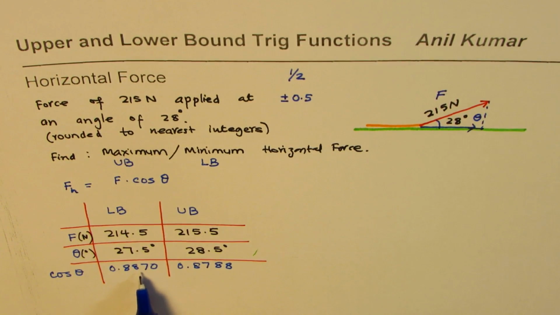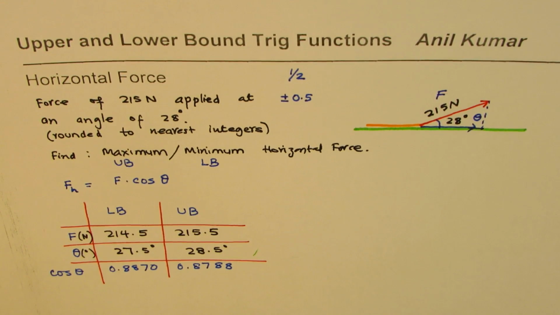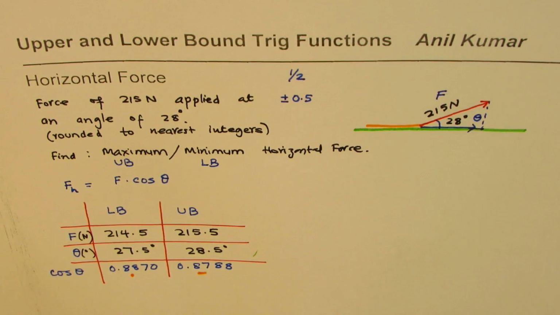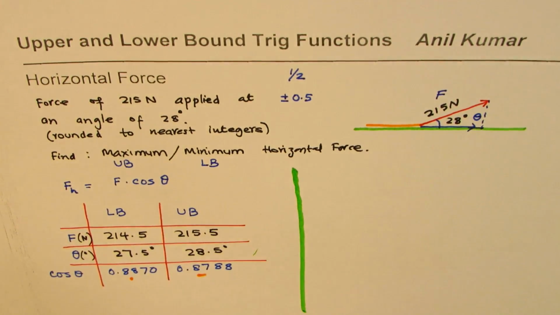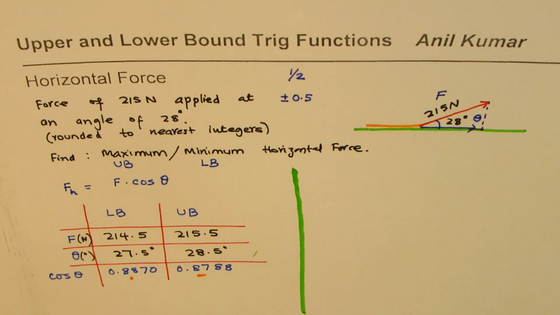Clearly, you see that this value is smaller than this. Is that okay? So if I am writing the upper bound, which is the angle on this side, the cosine value is lower. Do you see that? This value is lower than this. Do you understand that part? And this is the part which really creates confusion when students are trying to calculate upper bound and lower bound for trigonometric functions. Correct?